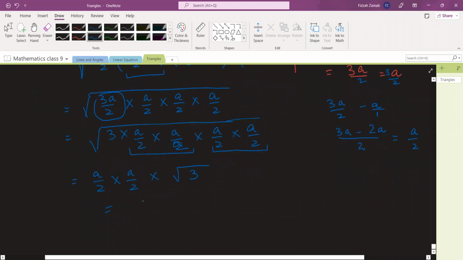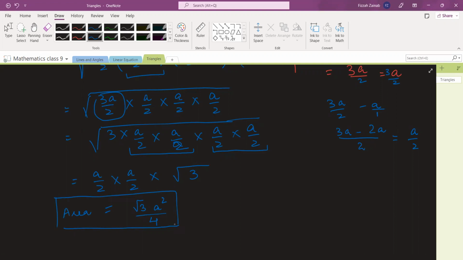So it becomes, I can write under root 3 here and then A square divided by 4. So this is the area of an equilateral triangle. This is actually a formula, right? You can remember it also. This is what the area of the equilateral triangle is. So we have derived it from Heron's formula. Is it understood, everyone?